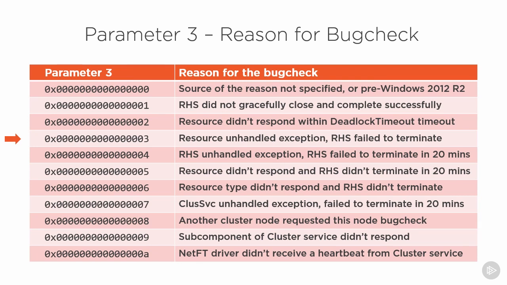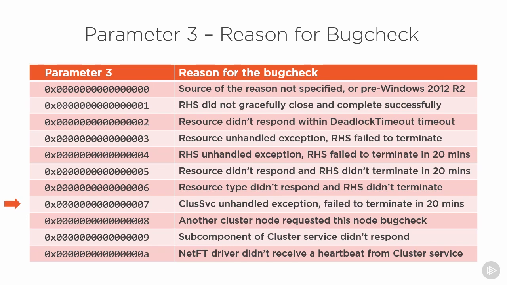If the parameter 3 is a 3, then it means that the resource encountered an unhandled exception and the process failed to terminate. Similarly, if the parameter is a 4, the RHS process experienced an unhandled exception and failed to terminate within 20 minutes. If the parameter is 5, then a resource didn't respond and the RHS didn't terminate in 20 minutes. Or a value of 6 indicates that the resource type didn't respond and the RHS didn't terminate.